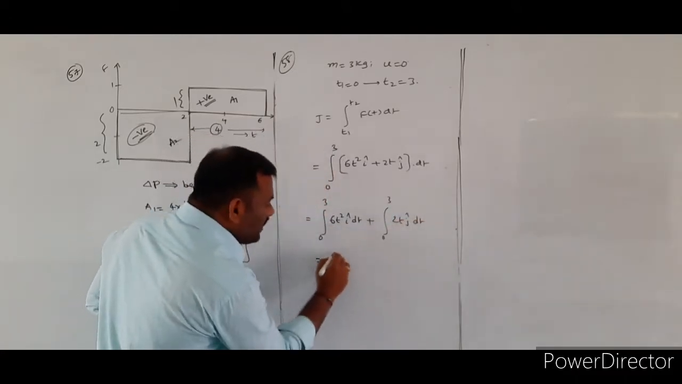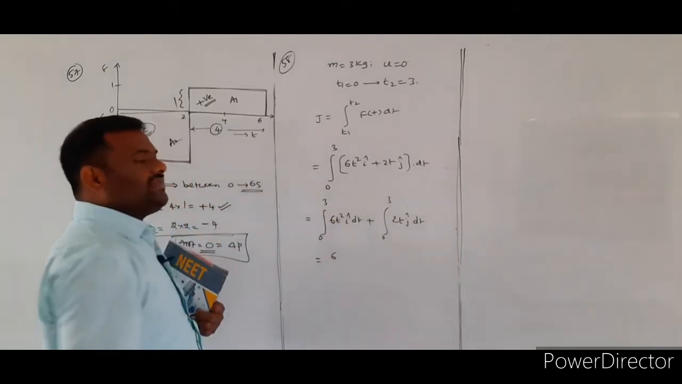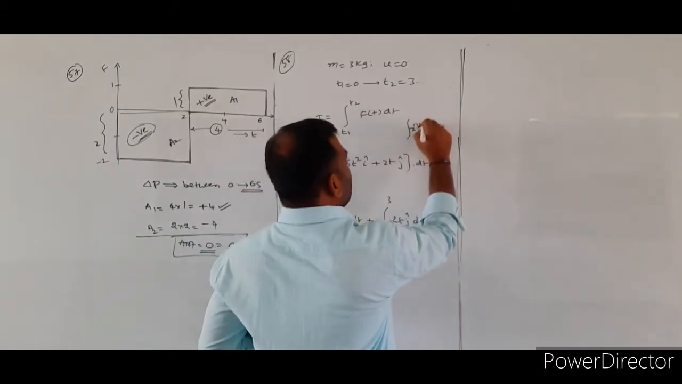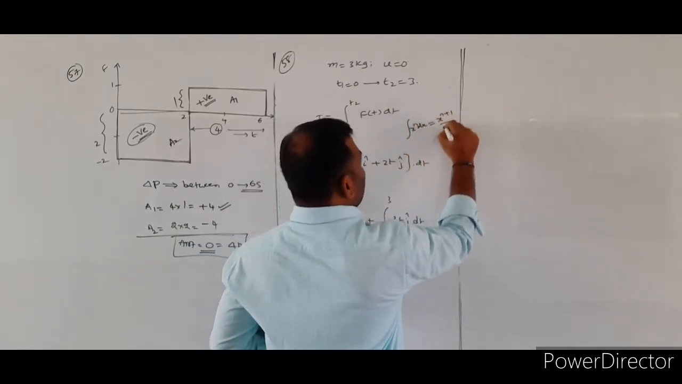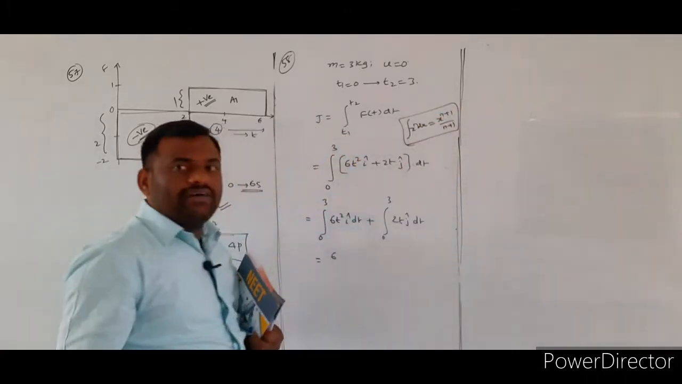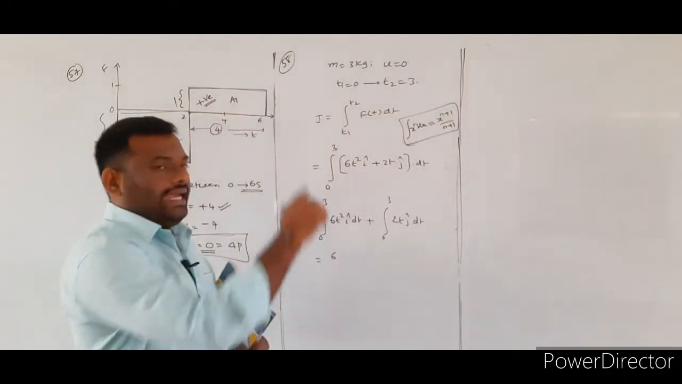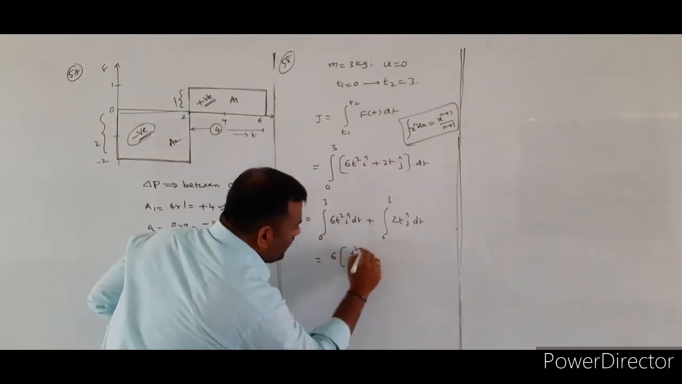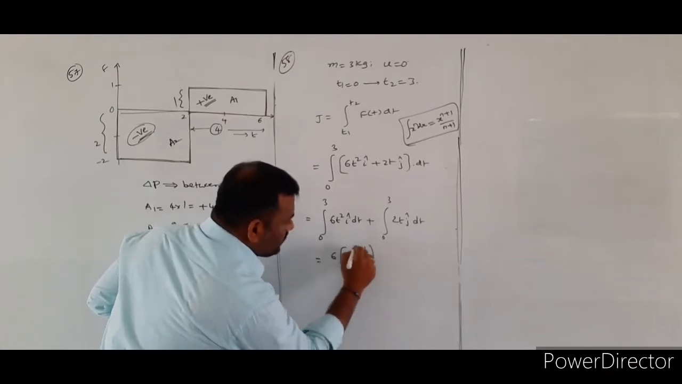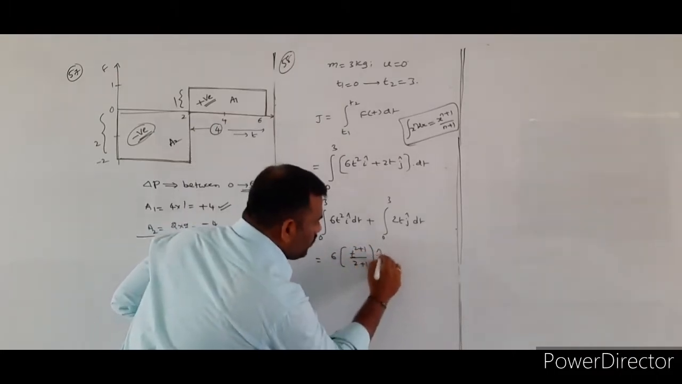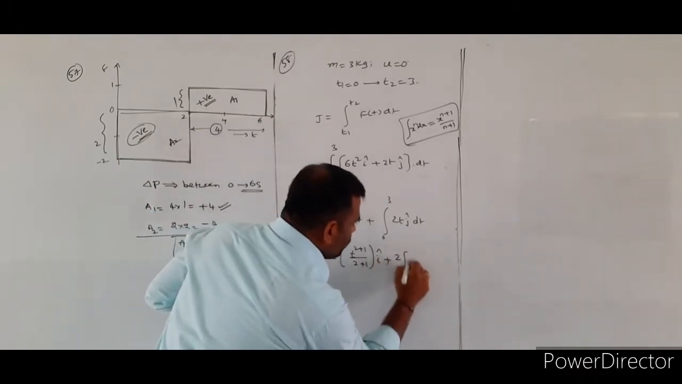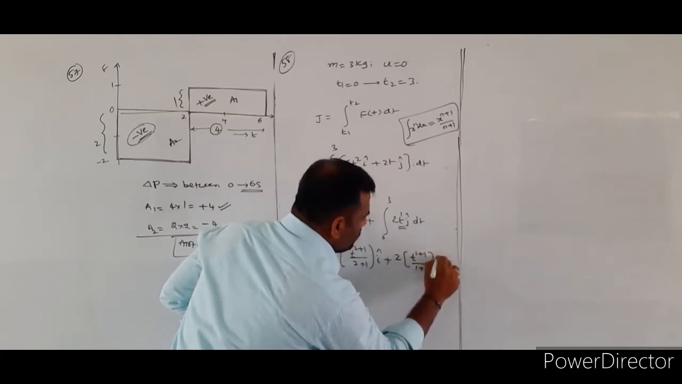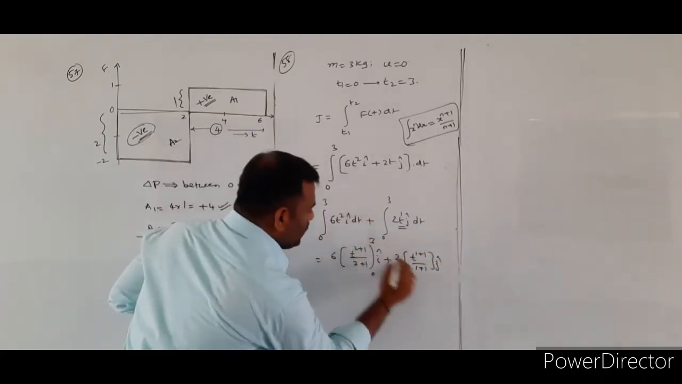Here 6 is a constant. The integral of x^n dx is x^(n+1)/(n+1). So the integration of t² is t^(2+1)/(2+1) into i cap, plus 2 into t^(1+1)/(1+1) into j cap. Now we have to apply the limits from 0 to 3.